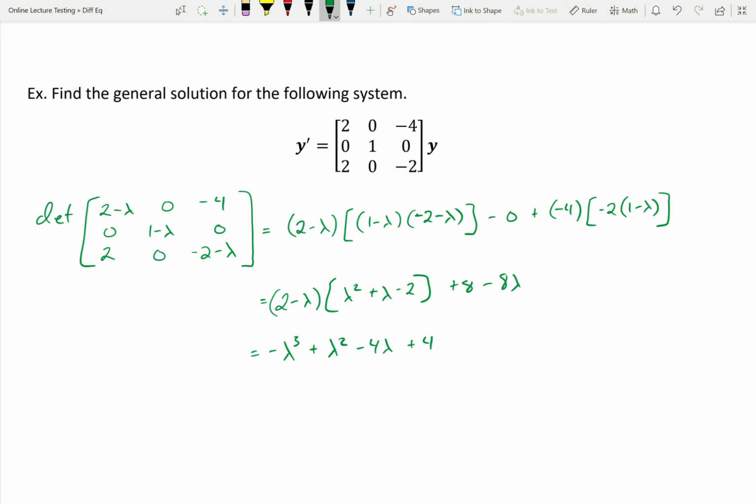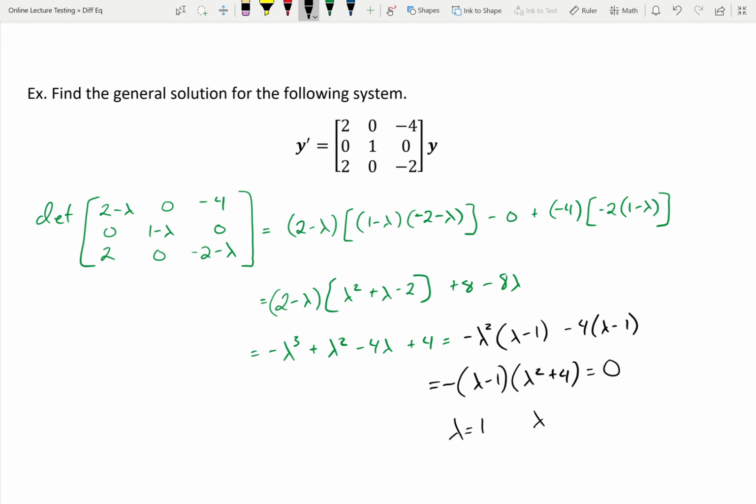Nice thing about this is I can use factoring by grouping for this. And so I'm going to group the first two terms, group the second two terms together, and I'm going to factor out a negative lambda squared, which is going to give me lambda minus 1, minus 4 times lambda minus 1. So that means we have lambda minus 1. I'm going to bring that negative out front, and lambda squared plus 4. So this is equal to 0. So either lambda is equal to 1 or lambda is equal to plus or minus 2i.